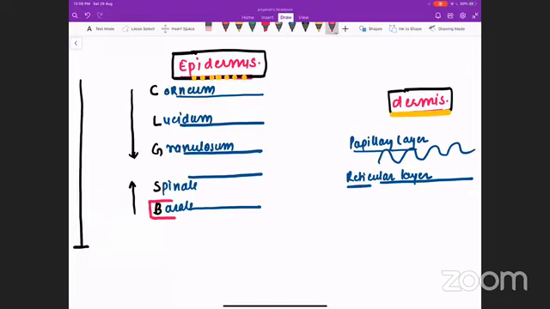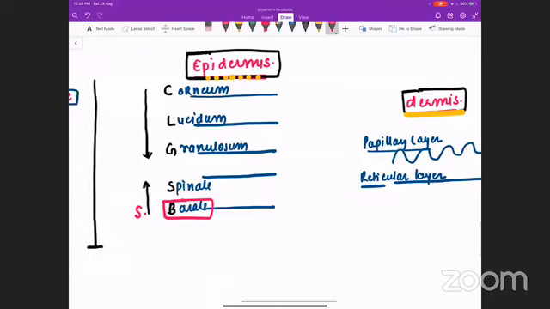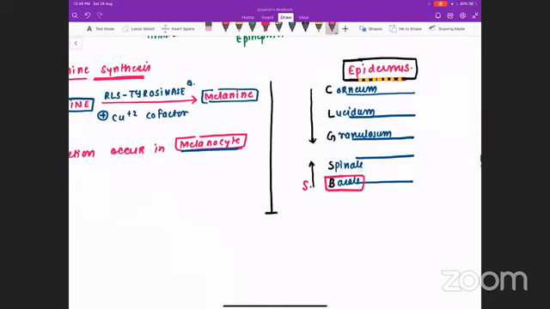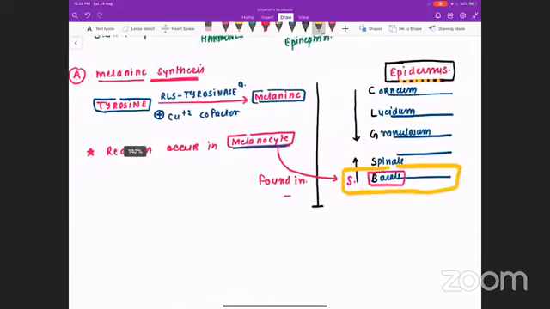The melanocytes are present in the stratum basale. Melanocytes are present in stratum basale of the epidermis.